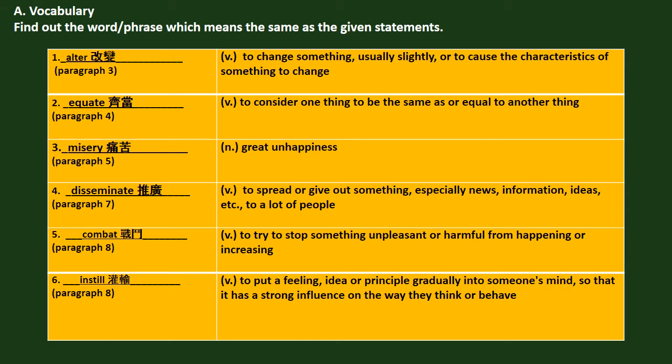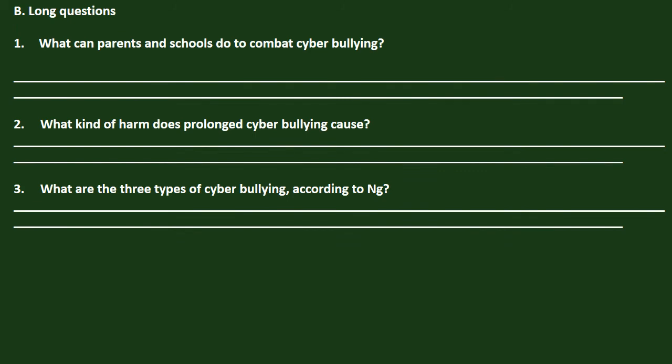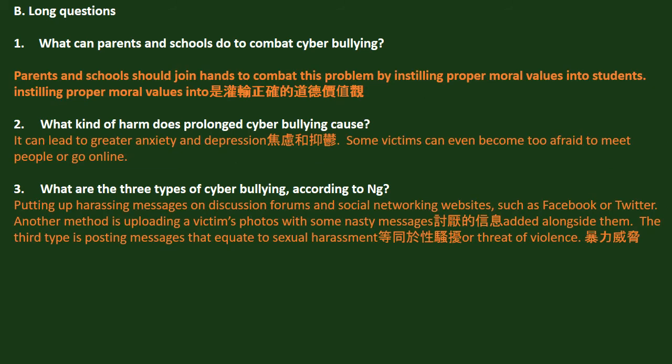5. Combat, 进道, to try to stop something unpleasant or harmful from happening or increasing. 6. Instill, 灌输, to put a feeling, idea, or principle gradually into someone's mind so that it has a strong influence on the way they think or behave. Long questions. Try to answer the questions below from the paragraph above. 1. What can parents and schools do to combat cyberbullying? 2. What kind of harm does prolonged cyberbullying cause? 3. What are the 3 types of cyberbullying according to Please find the answers below.